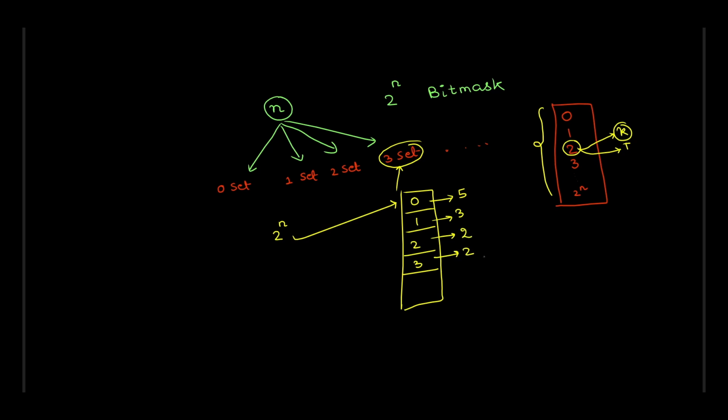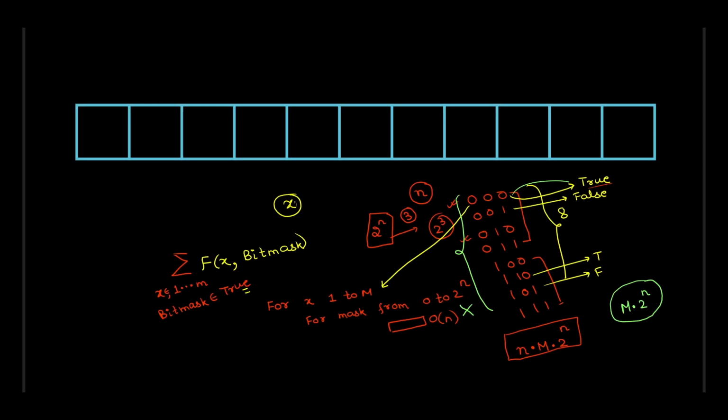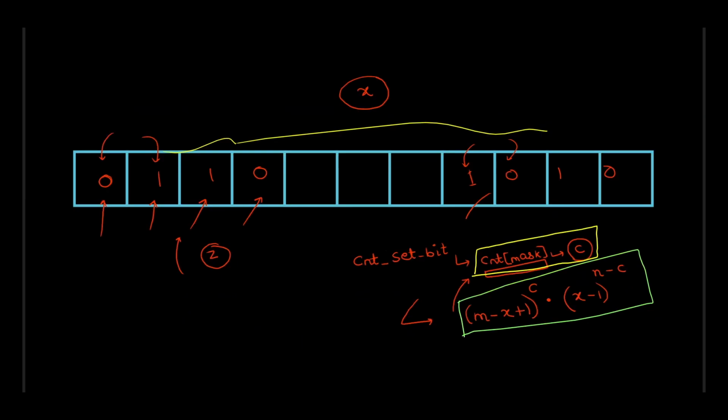Now, once we have this answer, we can try to solve this problem again, and see whether we can reduce some factor from this time complexity. So we have to compute f of x comma bit mask for all the bit masks. So you know that to compute it, you have to iterate x from 1 to m, and then you have to iterate over the mask, and then you have to iterate all the bits in the bit mask. So we already saved this factor of n, and now we want to see whether we can remove this 2 to the power n factor. So how do you do that?